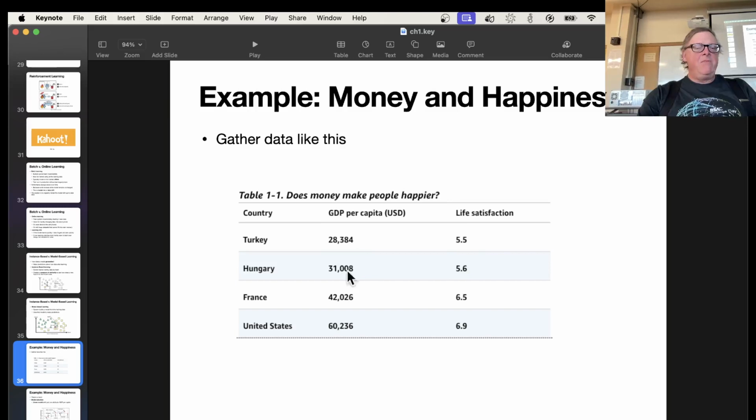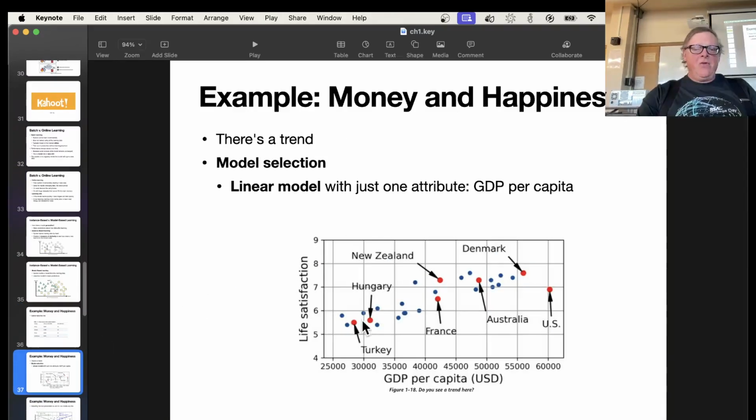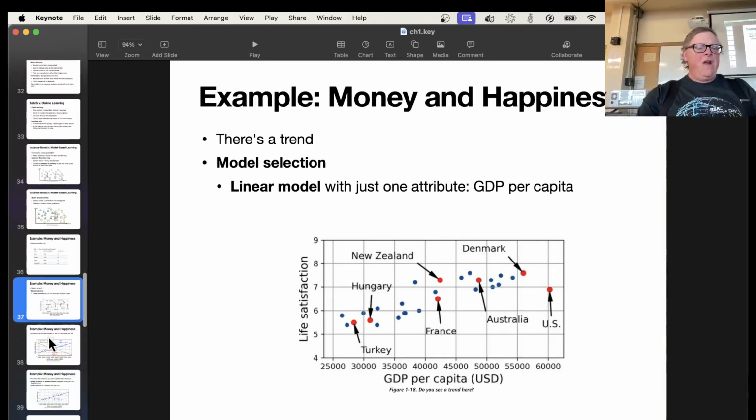Well, they can take happiness and measure it against GDP for a few countries, and when you graph it, you see a nice positive trend. So it looks like you can just put a straight line through here, and pretty much money makes you happier. So that's fine. You can make a linear model with just one attribute.